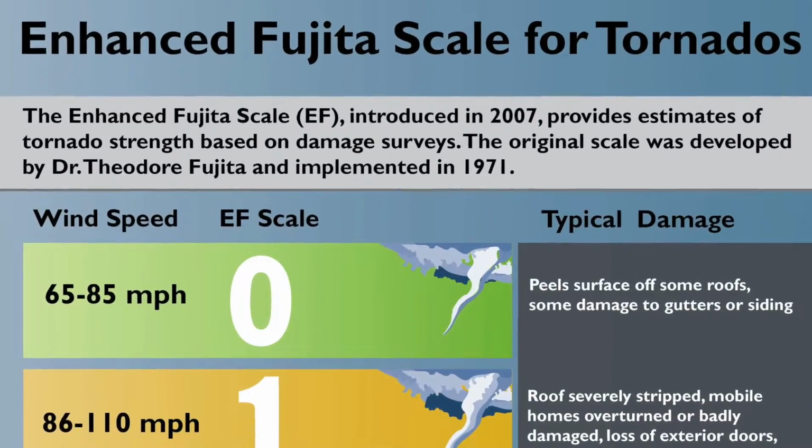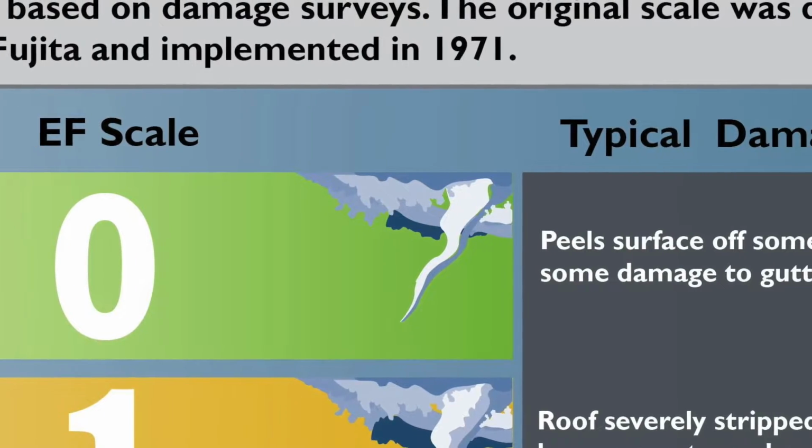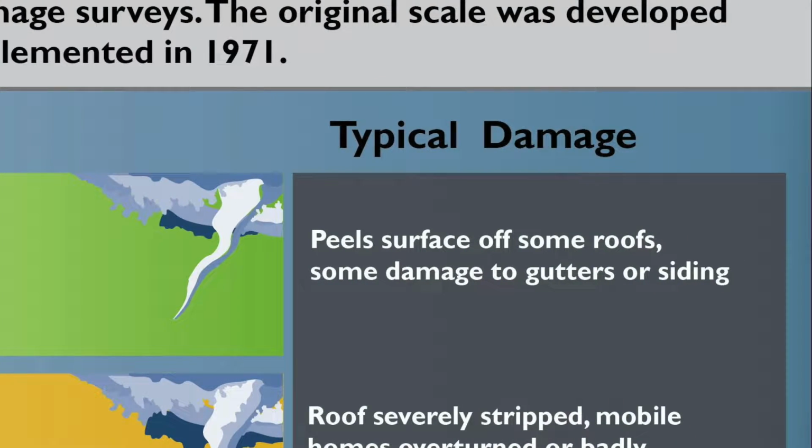Now we'll look at each level, from EF0 as the weakest to EF5 as the strongest, and the wind speeds and damage associated with each. EF0 is 65 to 85 miles per hour, and the typical damage is peeling off the surface of roads and some damage to gutters and siding. Not too much damage, but basic loose items get ripped off and tossed around. Lawn furniture and loose objects will definitely be tossed around the yard. This is where your garden gnomes go from standing up to in your neighbor's yard.